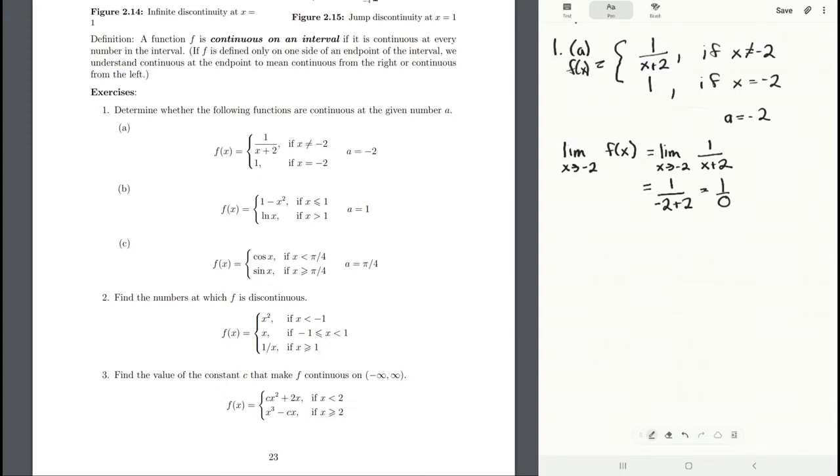However, depending on whether we approach from the left of negative 2 or from the right of negative 2, this limit may end up going to a different value. So what we need to check are the left and the right-sided limits.